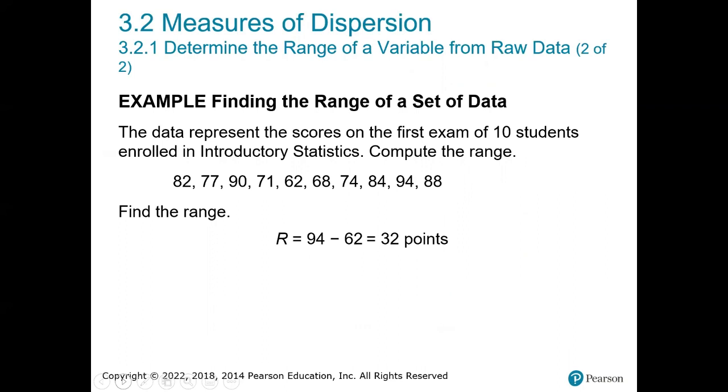It says here, the data represents the scores on the first exams of 10 students enrolled in introductory statistics. Compute the range. This is the exact same set of test scores that we used in the last video where we talked about the mean, the median, and the mode. The highest value here was 94. The lowest value here was 62. We are just going to subtract those two values to see that there is a difference of 32 points on my test.